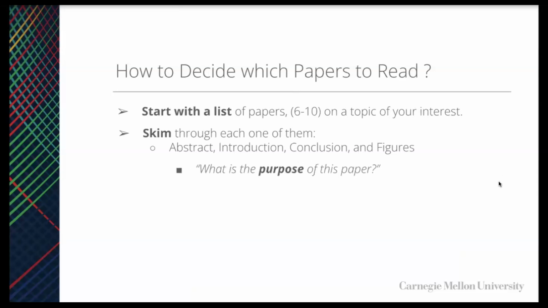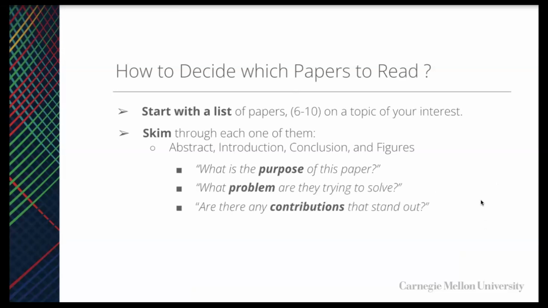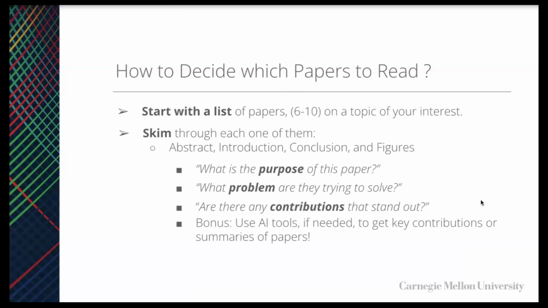We try to ask ourselves questions like, what is the purpose of this paper? What problem are they trying to solve? And are there any key contributions that stand out to us? So use AI tools here if needed to get the key contributions or summaries of the paper. Eliminate the ones that feel too redundant, outdated, or less relevant to you, and narrow it down to 2 to 3 papers, and from there you can start with one.